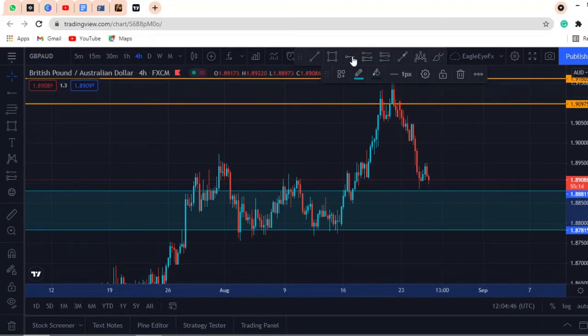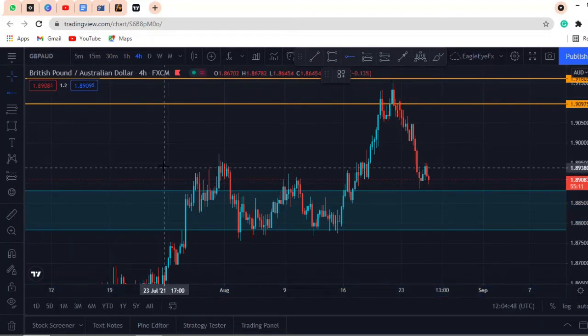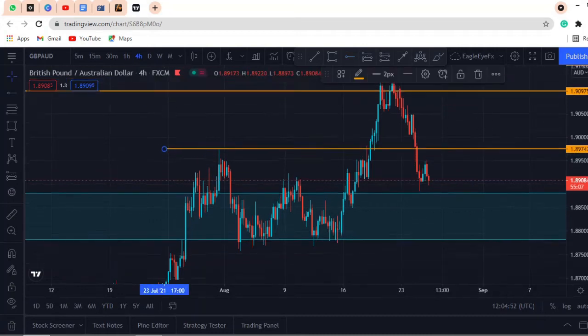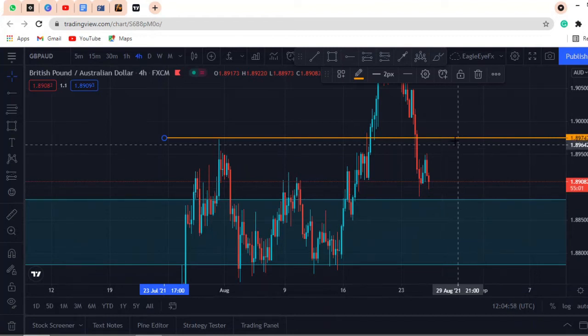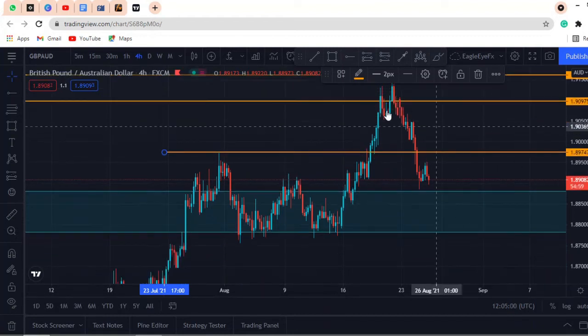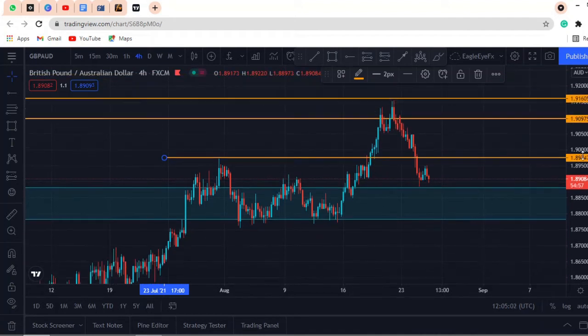So remember to always take profit, so you can take profit at this level there. Okay, so if you enter your buy, you can target your profit at this particular level there, and then this particular level there, and this particular level over there.